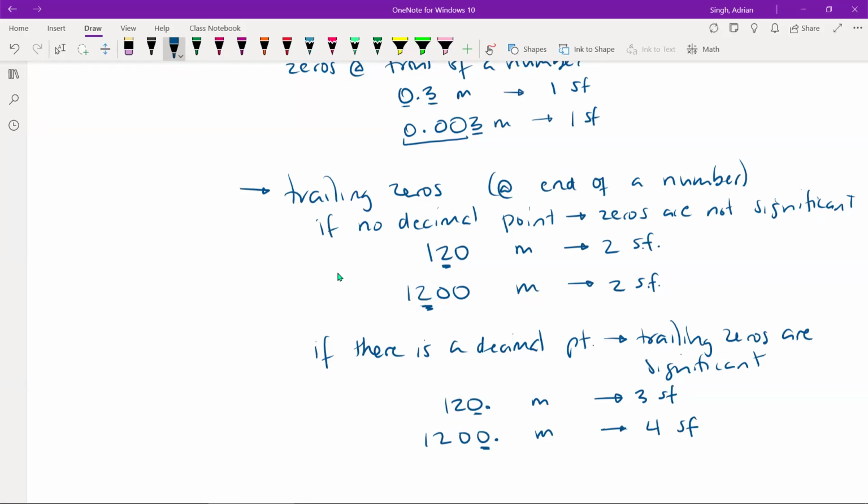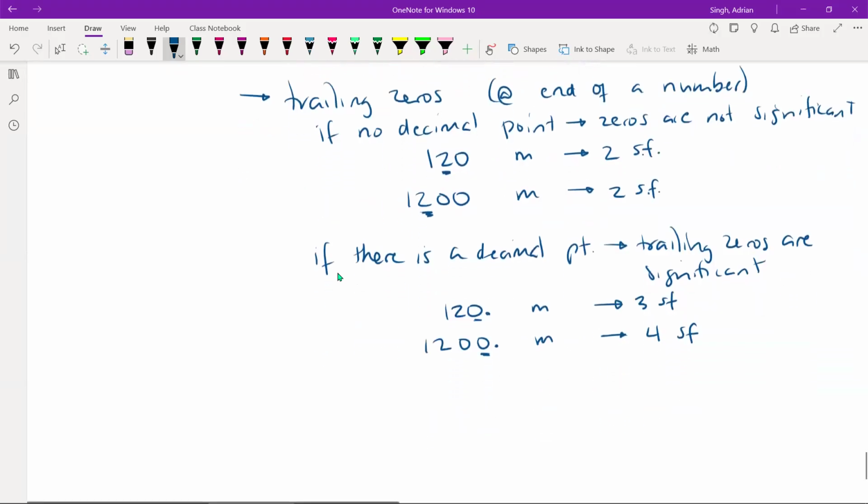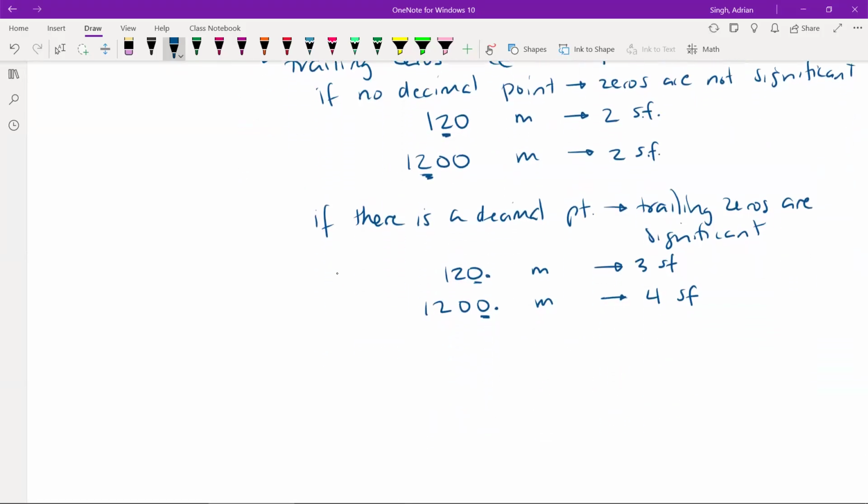So the absence or the presence of the decimal point makes a big difference in terms of the precision of the instrument that you're actually using. Similarly, if I have something like 12.00 meters, because the decimal point is there, these zeros at the end of the number are telling us we're able to estimate to the hundredths place, and this is also going to have 4 significant figures.